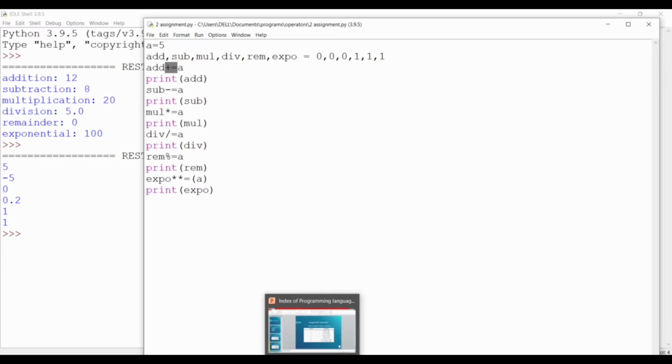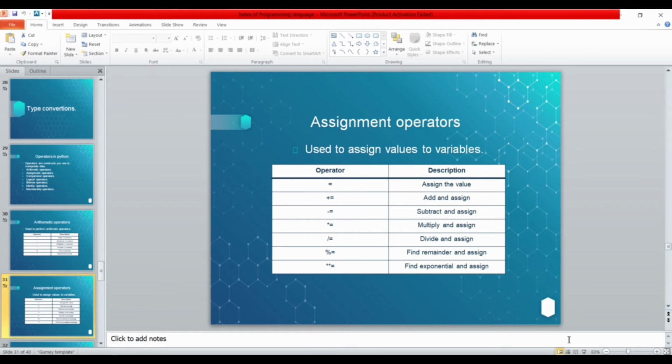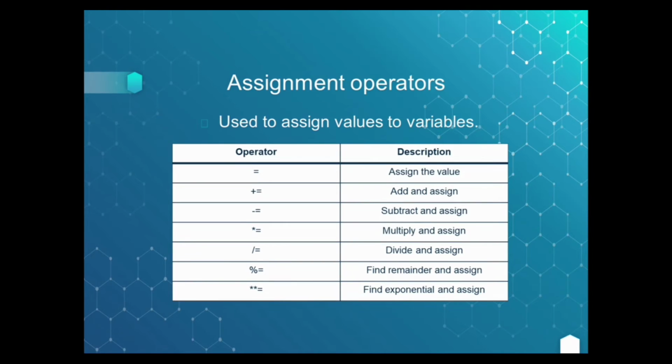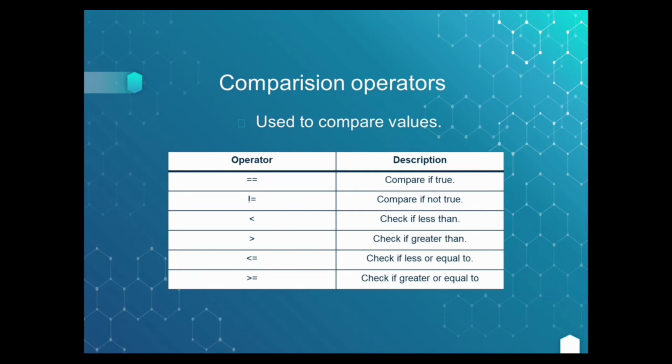So let's go into the next operator. As we have completed arithmetic and assignment operators, let's learn about the comparison operators. These comparison operators are used to compare values, such as double equals (==), which checks whether the values on the right-hand side and the left-hand side are equal or not. If equal, it gives the output as true, otherwise it gives the output as false.